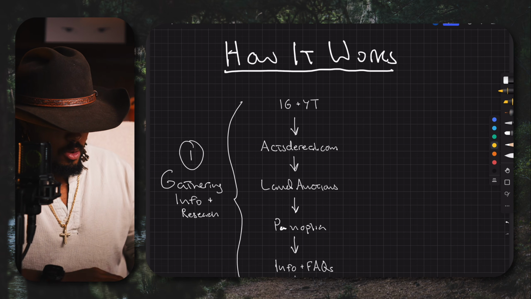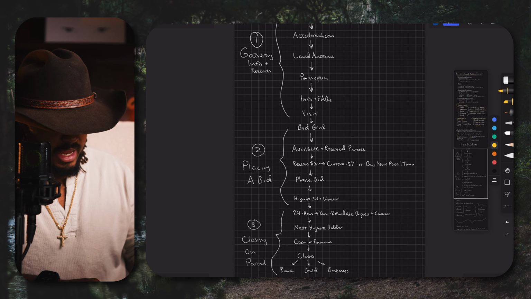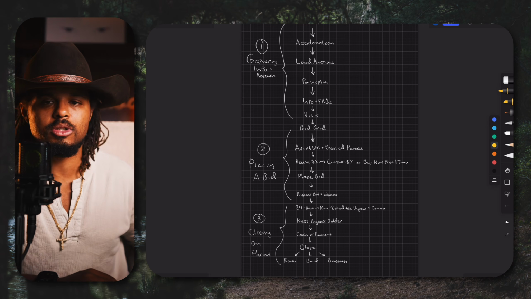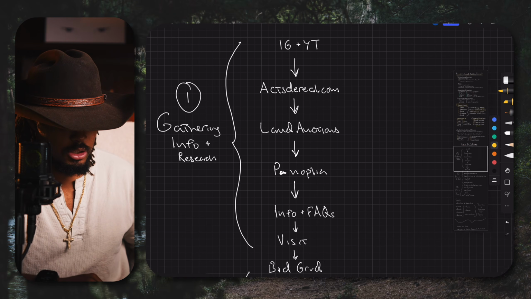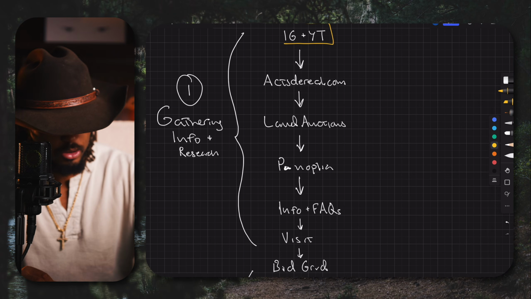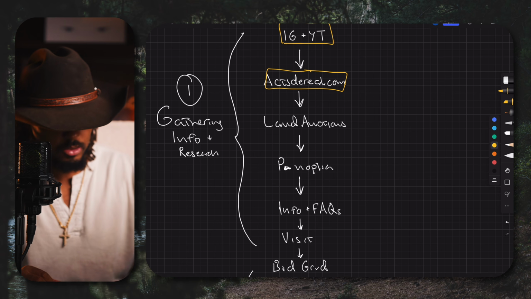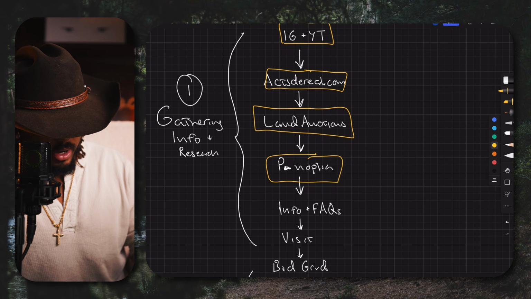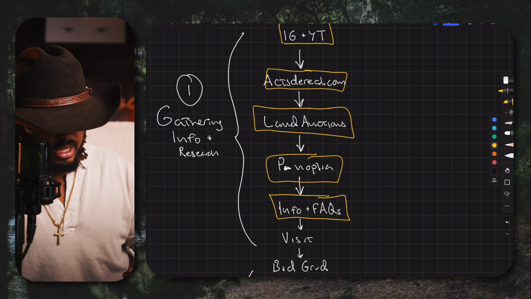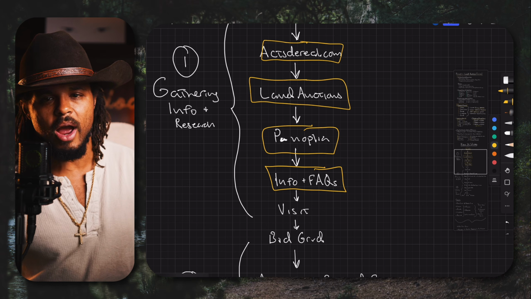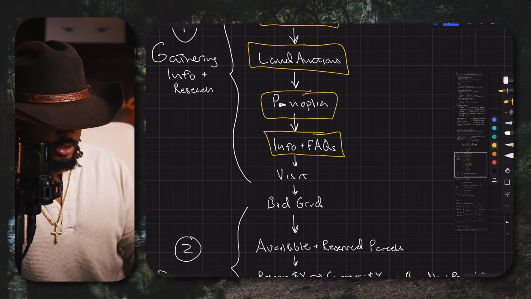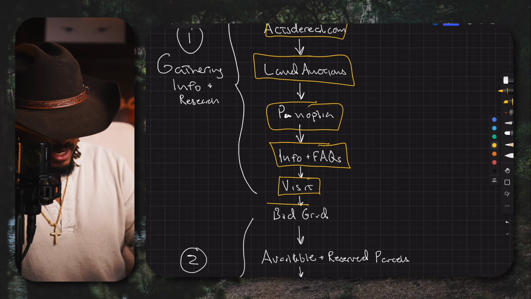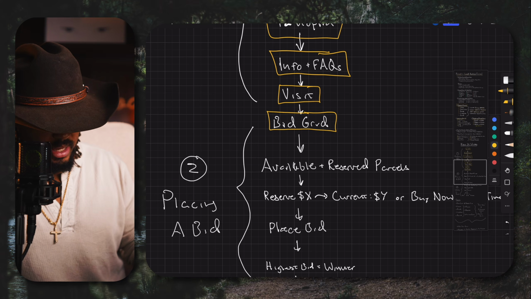Okay, so there's really 3 steps to it. People will just gather info and do their research, then they'll place a bid, and then they'll close on their parcel if they win that bid. So people will find us on Instagram and YouTube, and then they'll go to our website, axdecentralizedrealestate.com, where they will find one of our land auctions. In this case, Panoplia Ranch. Our goal on the webpage is to put as many pieces of info as possible, as well as FAQs for those individual parcels, while encouraging people to visit and look at the bid grid to place their own bid.